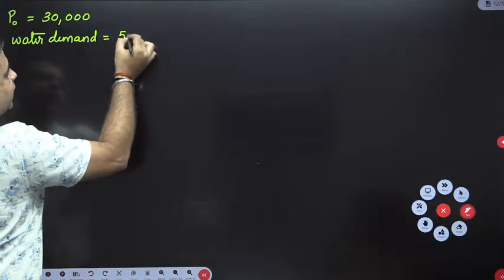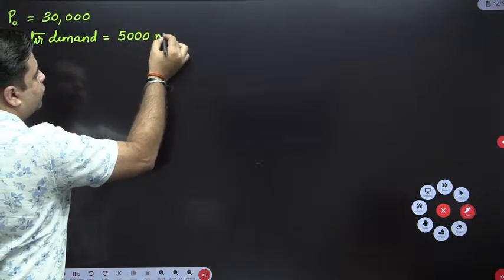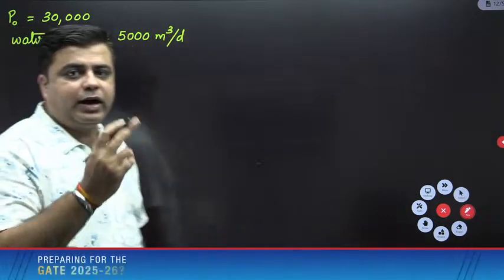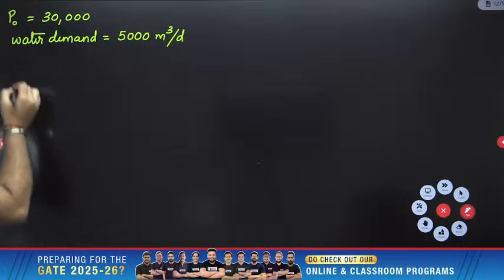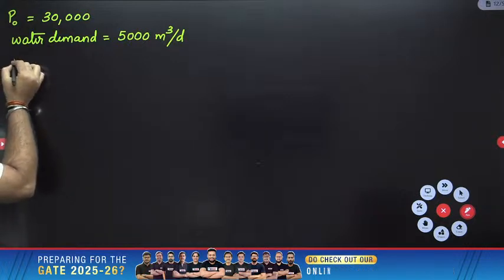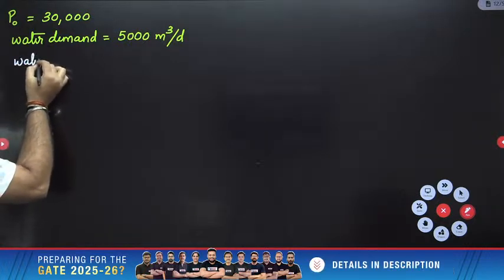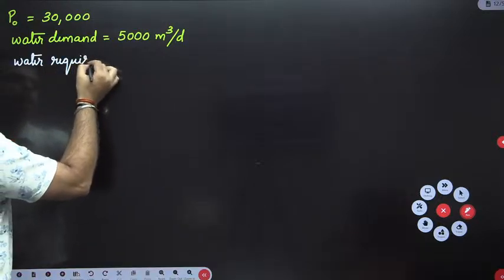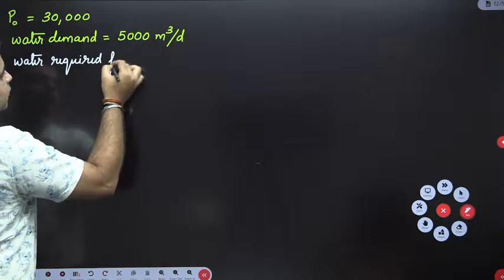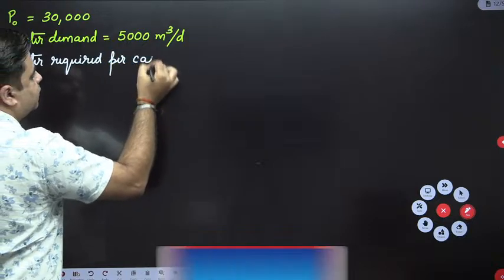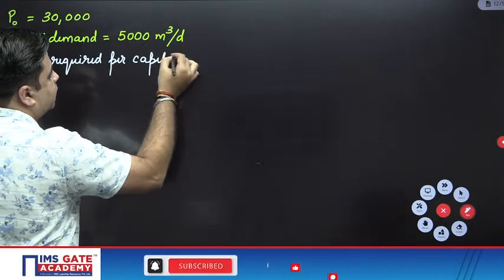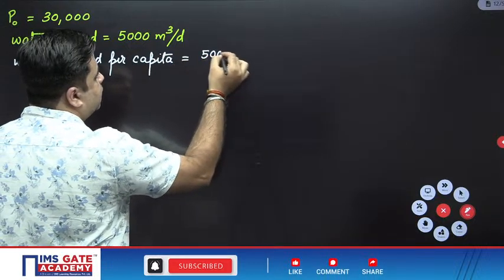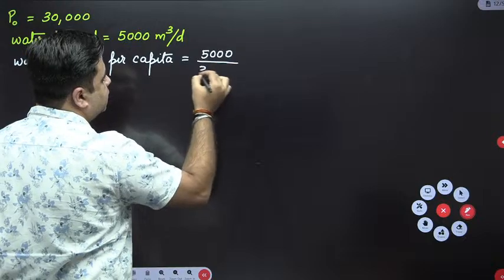This is 5,000 meter cube per day. So from here, can you calculate the amount of water required per capita? Water required per capita is equal to 5,000 divided by 30,000.